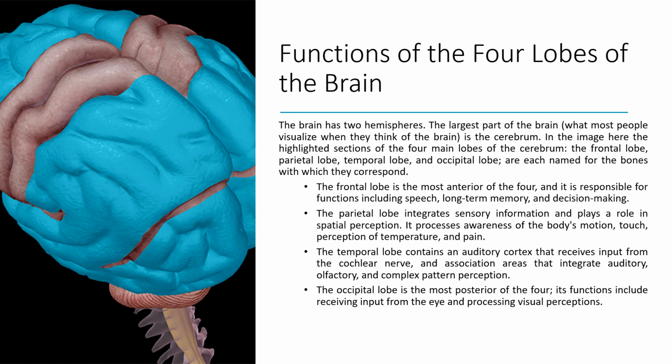The temporal lobe contains an auditory cortex that receives input from the cochlear nerve and association areas that integrate auditory, olfactory, and complex pattern perception. The occipital lobe is the most posterior of the four, and its functions include receiving input from the eye and processing visual perceptions.